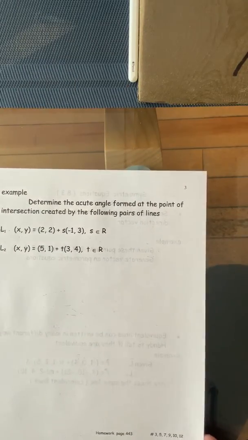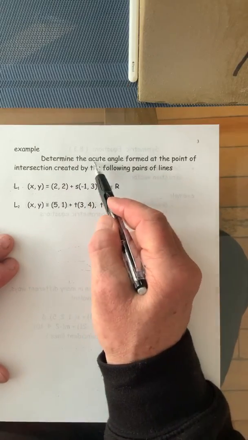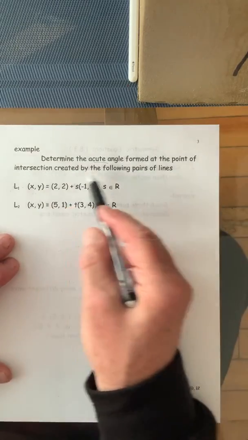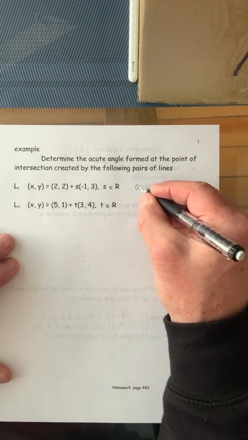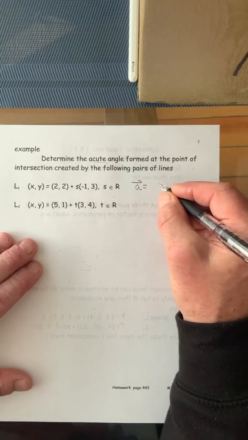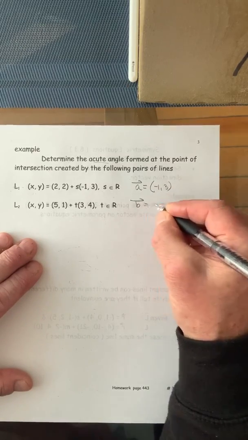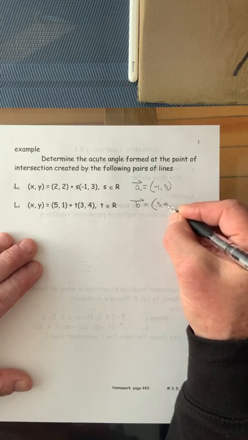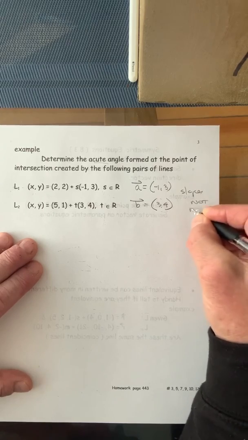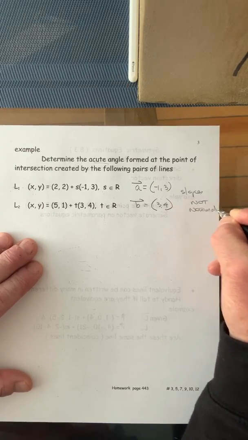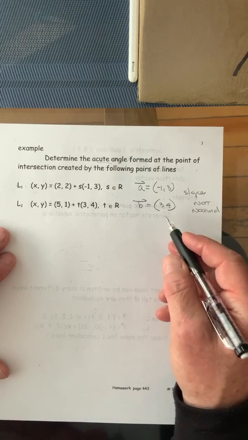Third page. Determine the acute angle formed by the intersection of a pair of lines. Now I'm just simply going to say A here is (-1, 3). The slope here is (3, 4). These are slopes, not normals. Okay, so I have that.